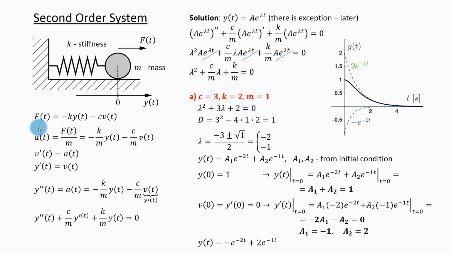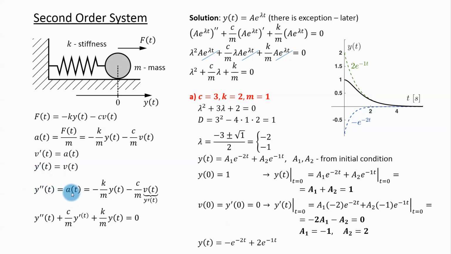Now, if I want to describe how this ball moves, I need to use equations of motion. The acceleration is given as the force divided by the mass, and when I substitute for the force from here, I get this. Next, the derivative of velocity is acceleration, and the derivative of position is velocity. When I substitute this equation here, I get this equation.